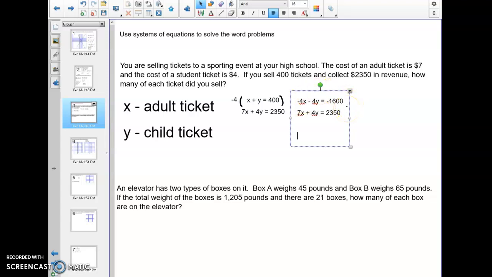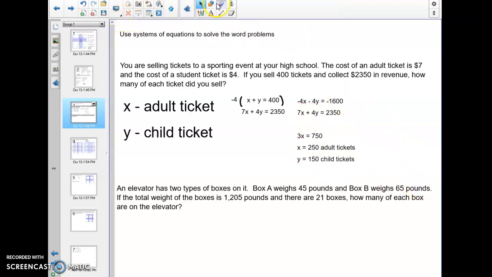Negative 4x and 7x is 3x. The y's cancel, and 2,350 minus 1,600 is 750. When I divide that by 3, 750 divided by 3 is 250. So there are 250 adult tickets and there would be 150. What plus 250 gives you 400 child tickets. And that's how we use a system to solve our problem.